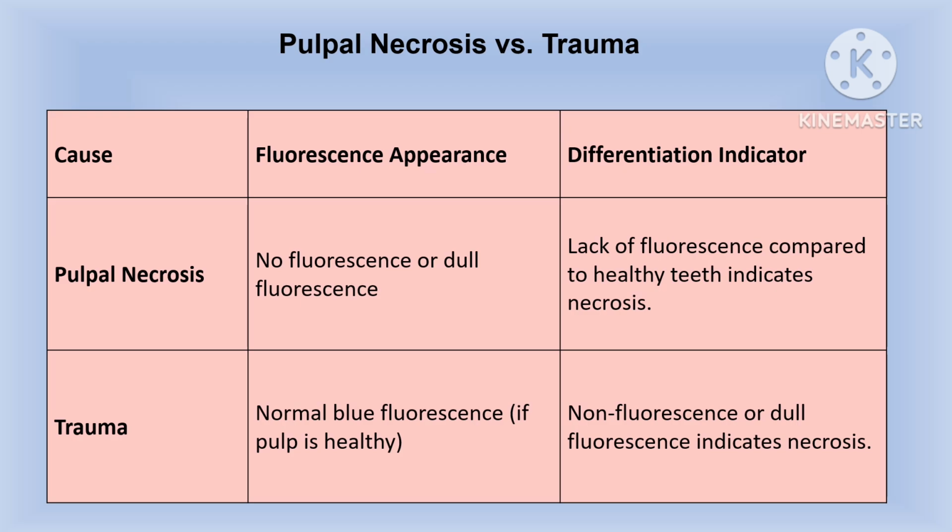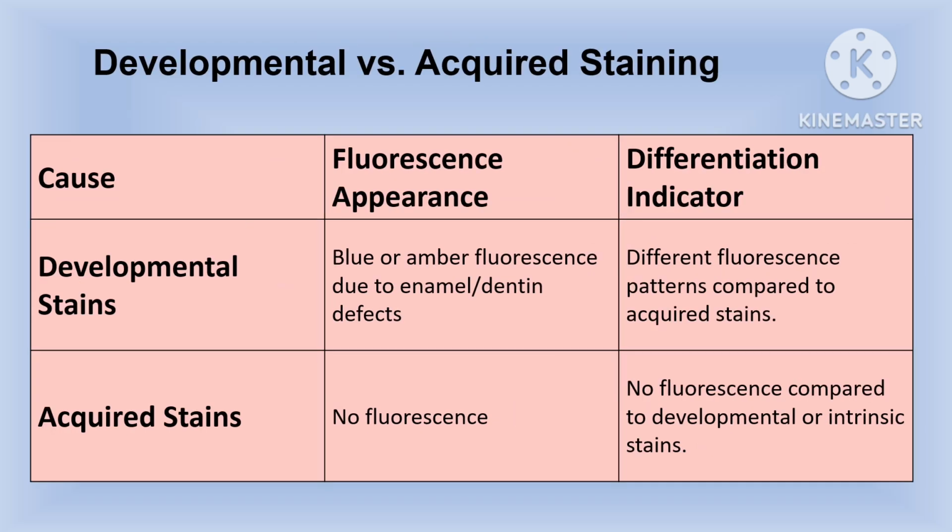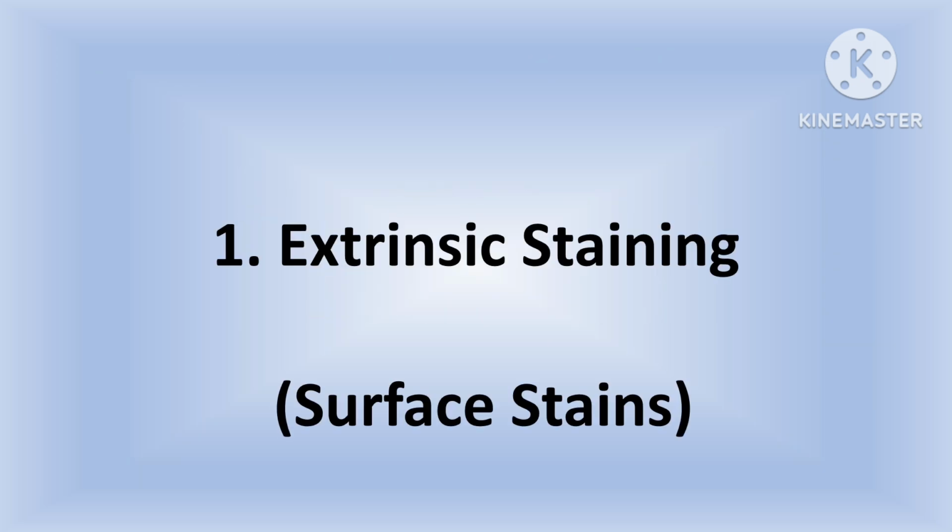Developmental defects like amelogenesis imperfecta or dentinogenesis imperfecta often show distinct fluorescence patterns due to the altered structure of enamel or dentine. These defects may emit blue or amber fluorescence, which is quite different from the natural fluorescence of healthy teeth. So now we'll discuss the management strategies for different discolorations.